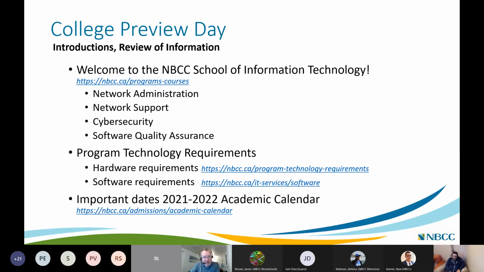Important dates. So as you can see in the link in the bottom here, there actually is an academic calendar which has a lot of important dates. It's a PDF file that's generally kept very up to date. I'm going to post that in the chat for you.